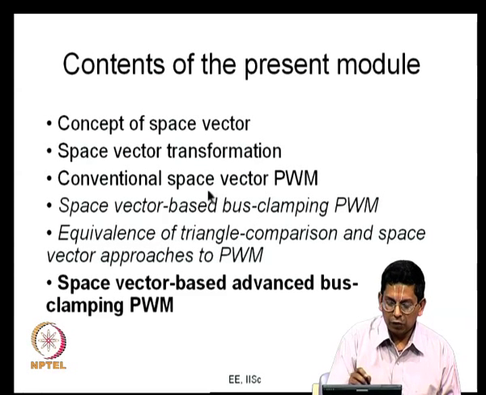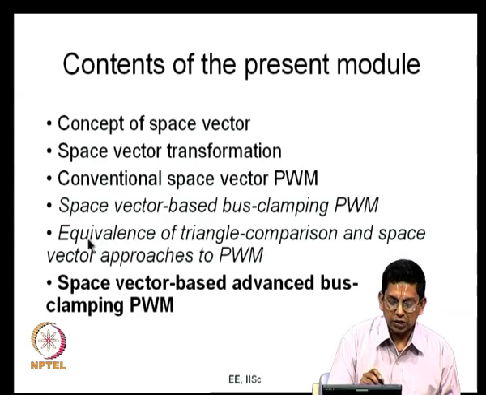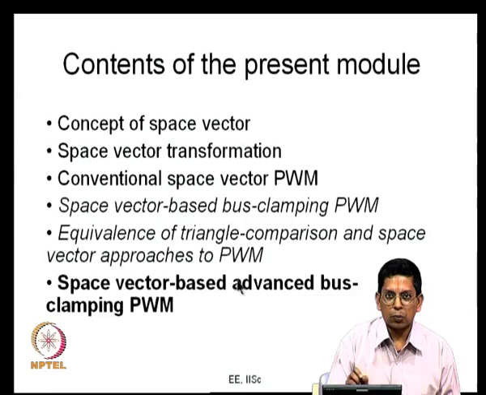And then we also looked at several bus clamping PWM methods, which are equivalent to the discontinuous modulation schemes that we discussed before in the triangle comparison module. We looked at space vector based bus clamping PWM, and we have also seen the equivalence of triangle comparison and space vector approaches to pulse width modulation. So, today we will do a bit of these two again.